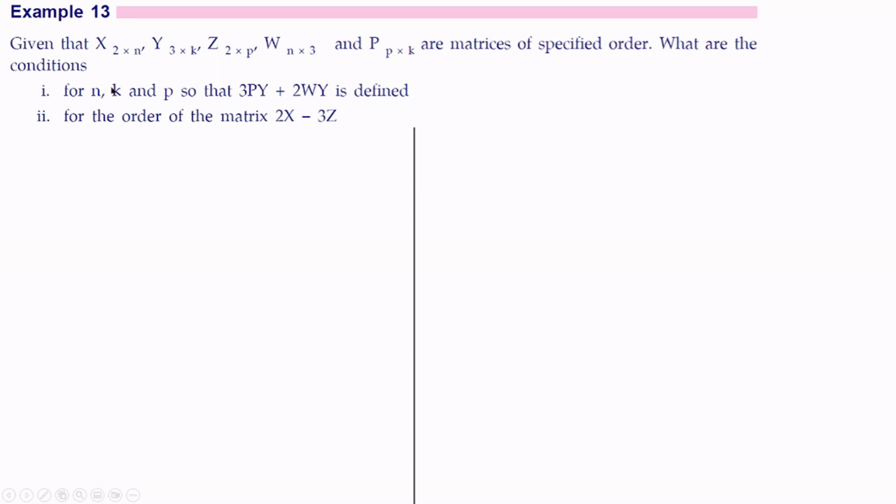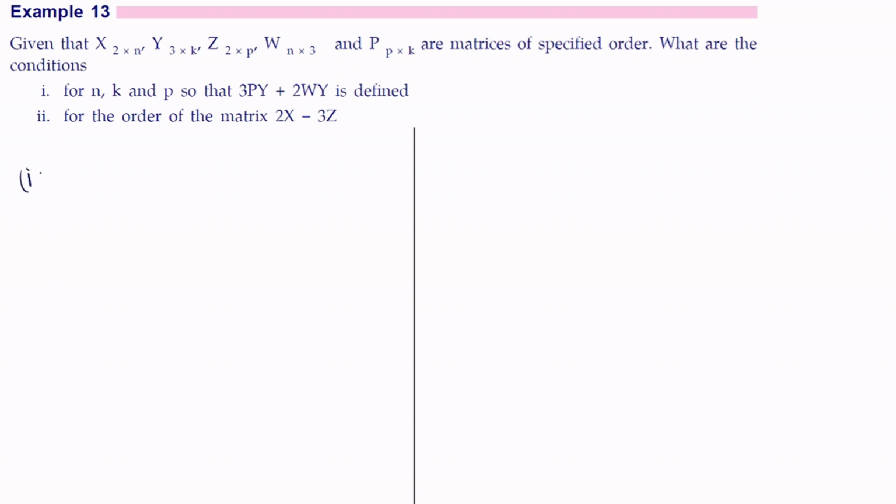Next question, given that X is a matrix of order 2 by n, Y is a matrix of order 3 by k, Z is a matrix of order 2 by p, W is a matrix of order n by 3, and P is a matrix of order p by k. What are the conditions, the first subdivision, for n, k, p so that 3PY plus 2WY is defined. So let us solve the first subdivision first.